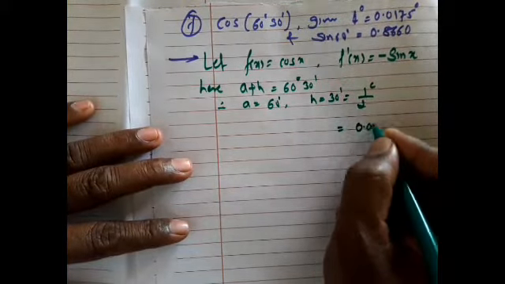Next, example number 8, find the approximate value of tan inverse 1.001. So very interesting example. Let f(x) is equal to tan inverse x. Therefore, f dash x is 1 upon 1 plus x square.